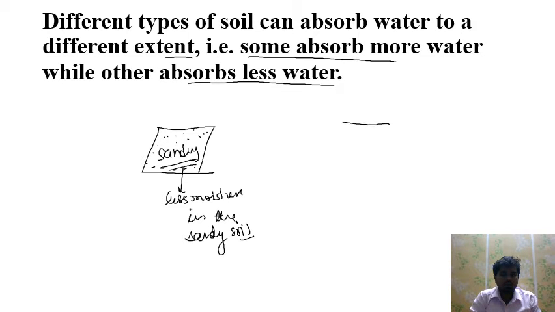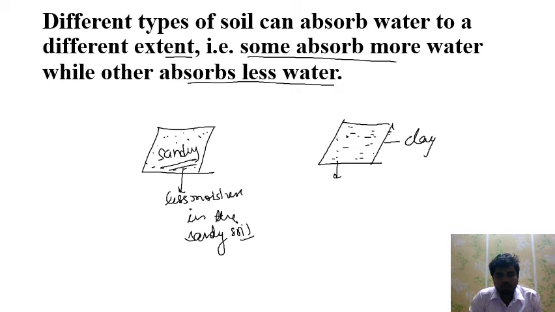Whereas the clay soil can absorb more amount of water, so it will have more moisture. So different types of soil will have different amounts of moisture in them.